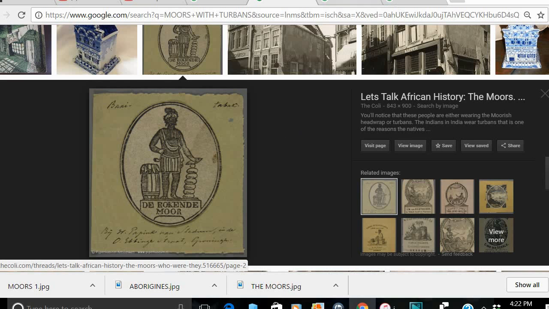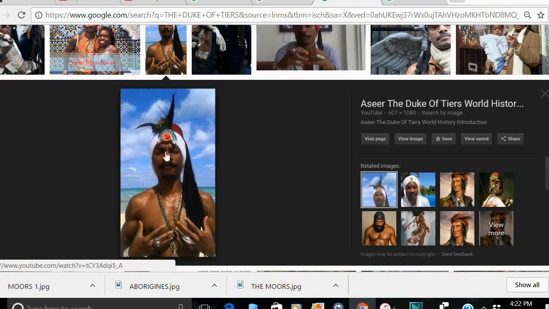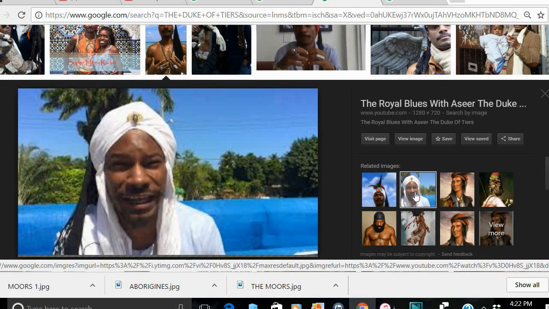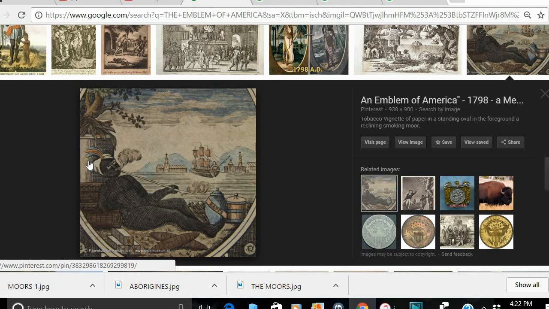Now, when you go to my boy right here, you check out the Duke of Tiggs. He always wears the turban. Okay? You see this? He's got the turban on, and he's got the turban on right here. You see this right here? And when you go back to here, it's similar to what this brother right here has on.